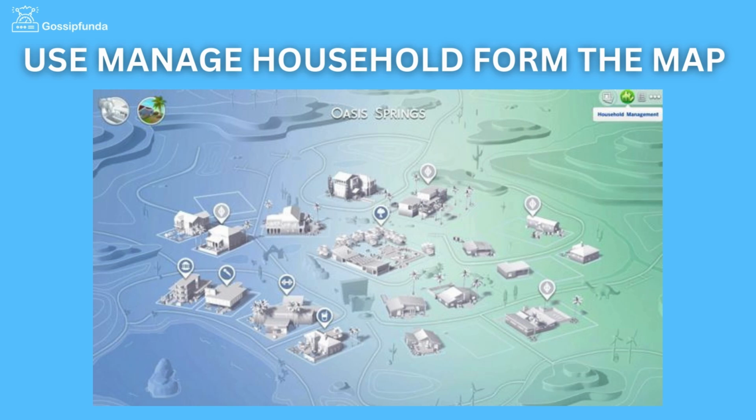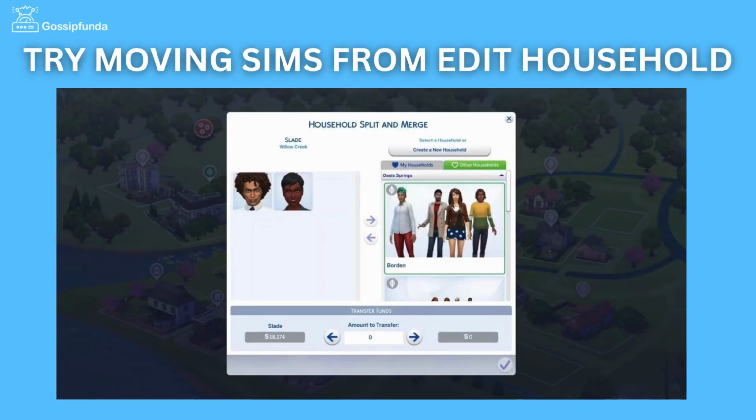Step 4. Try moving Sims from Edit Household. Within the Manage Household interface, you can select the household that contains the Sims you want to move. Once you have selected the household, click on Edit Household or Modify CAS. In the Household Edit mode, you can add, remove or modify Sims within the household. You can also move them between the different households.